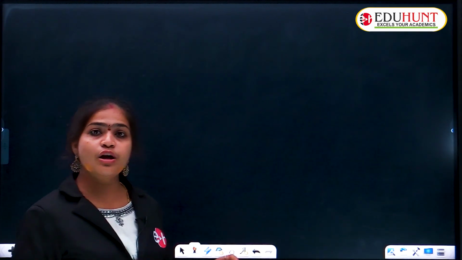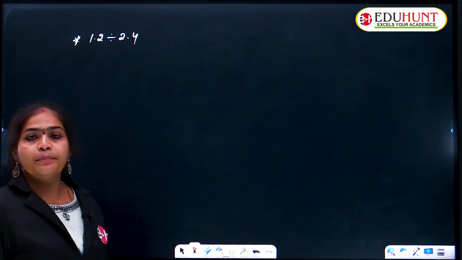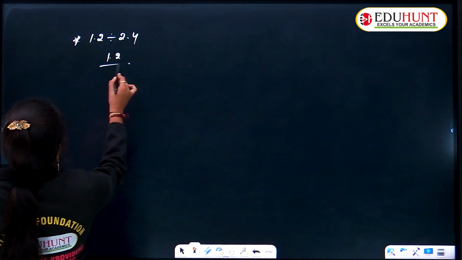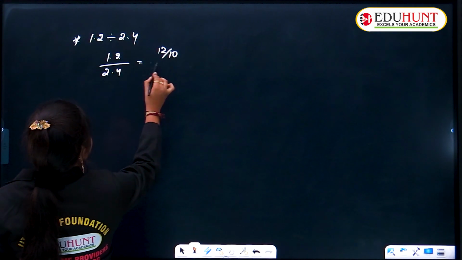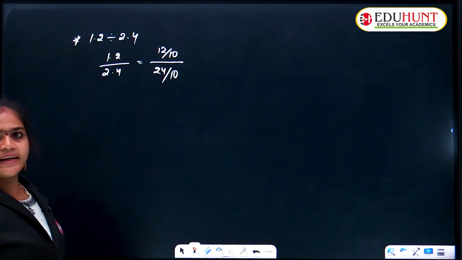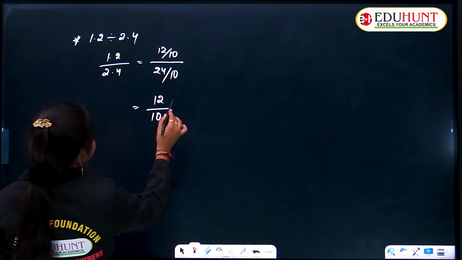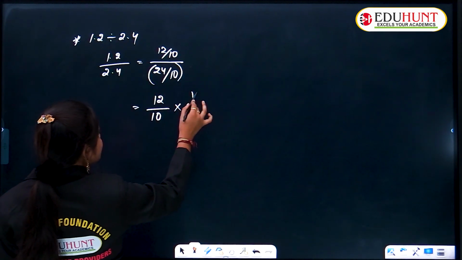Now here, division of a decimal by a decimal. Okay, see that. 1.2 divided by 2.4. 1.2 divided by 2.4. Now here, 1.2 we can write as 12 by 10, and 2.4 we can write as 24 by 10. Okay. Now here 12 by 10, and the division becomes multiplication and the denominator becomes its reciprocal.